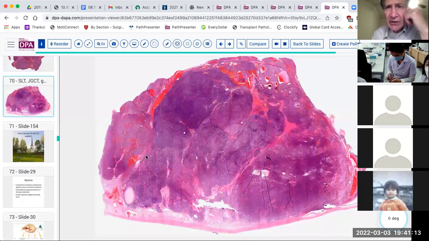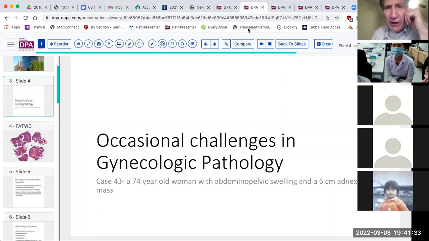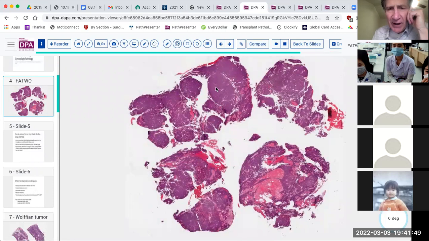So those are some of the cases that I had from the Sertoli-Leydig cell and the sex cord stromal tumors. I'd like to spend the next several minutes and go over the Wolffian tumor, which is also quite uncommon, but in the last few years, we've seen a couple of these cases. And so this was an older patient who had an adnexal mass. And as you can see, it's quite a cellular tumor. This is the digital slide.